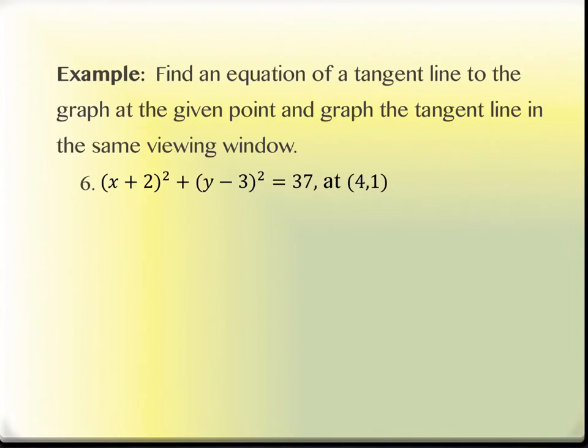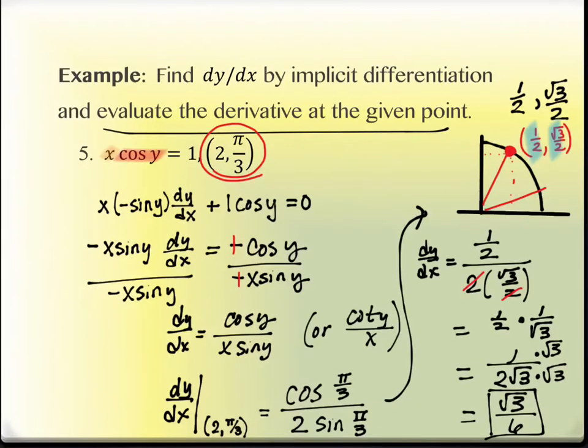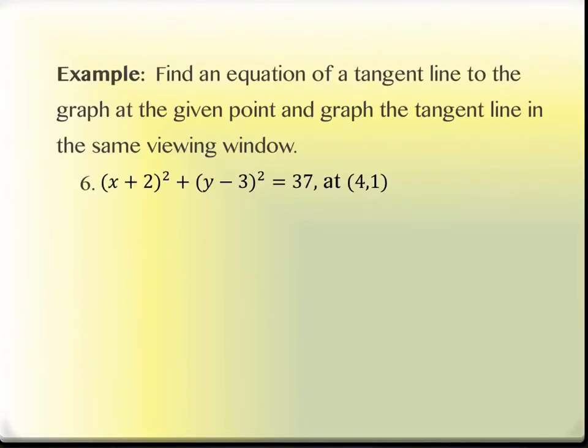Okay, similar directions on the next one, but we have a little bit different too. It wants us to find an equation of the tangent line. So what we actually found on this problem over here is we found slope, right? We found the slope at the ordered pair 2 pi thirds. Over here, we're actually going to find the tangent line, which means we find the slope, and then we're going to use that slope in the point slope form to find a line. It says find an equation of the tangent line to the graph, and then graph the tangent line in the same viewing window. What is this an equation of?